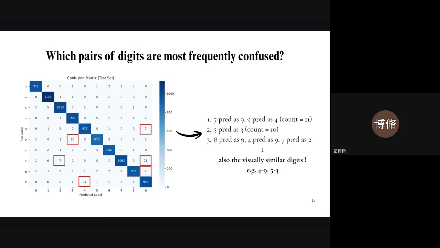So from this confusion matrix, we can conclude that the model's mistakes are not random. They mainly happen between digits with similar visual patterns, which suggests that handwriting style still has a strong influence on the classification errors. Next.